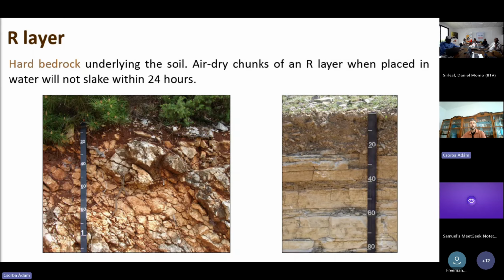It's very important to take the hard bedrock into consideration when we do a field soil investigation, because the presence of the hard bedrock and its depth from the surface tells us something about the depth of the soil, rooting depth, drainage, and in general the space that is available for soil development. So in simple terms, the R layer is where the soil ends and the hard bedrock begins.